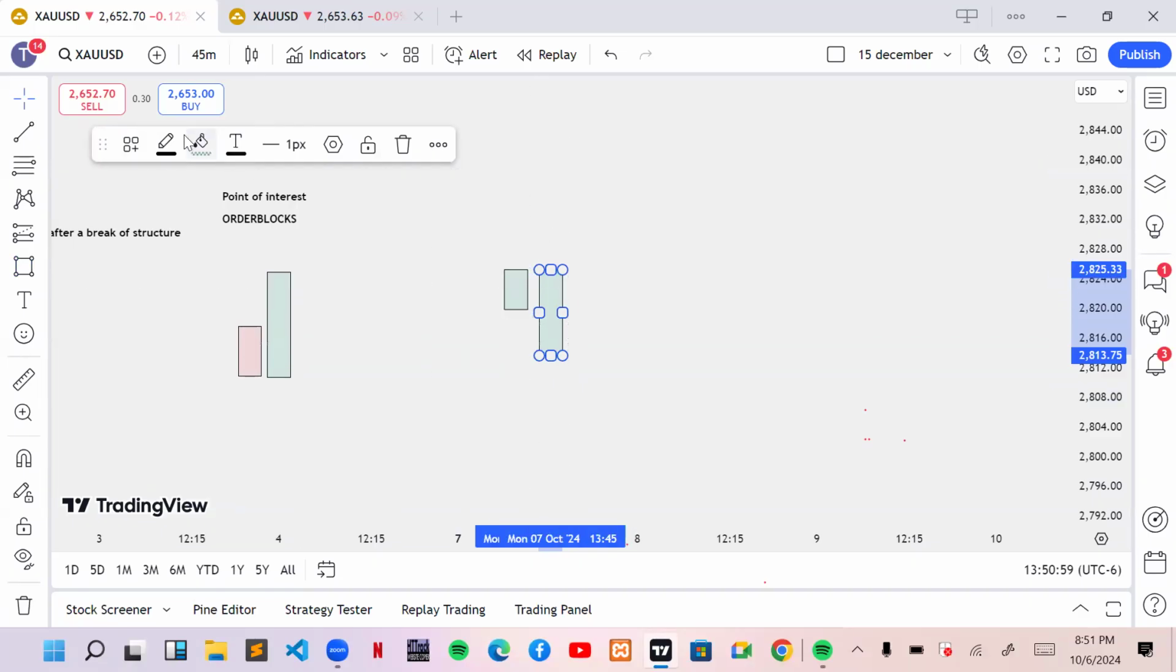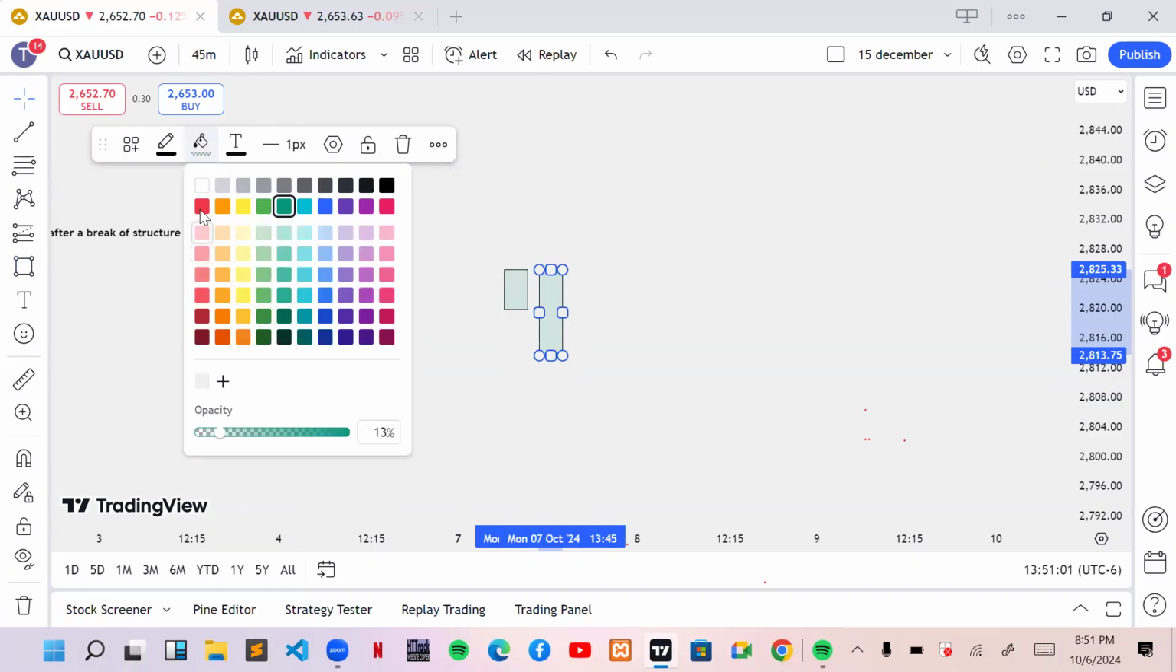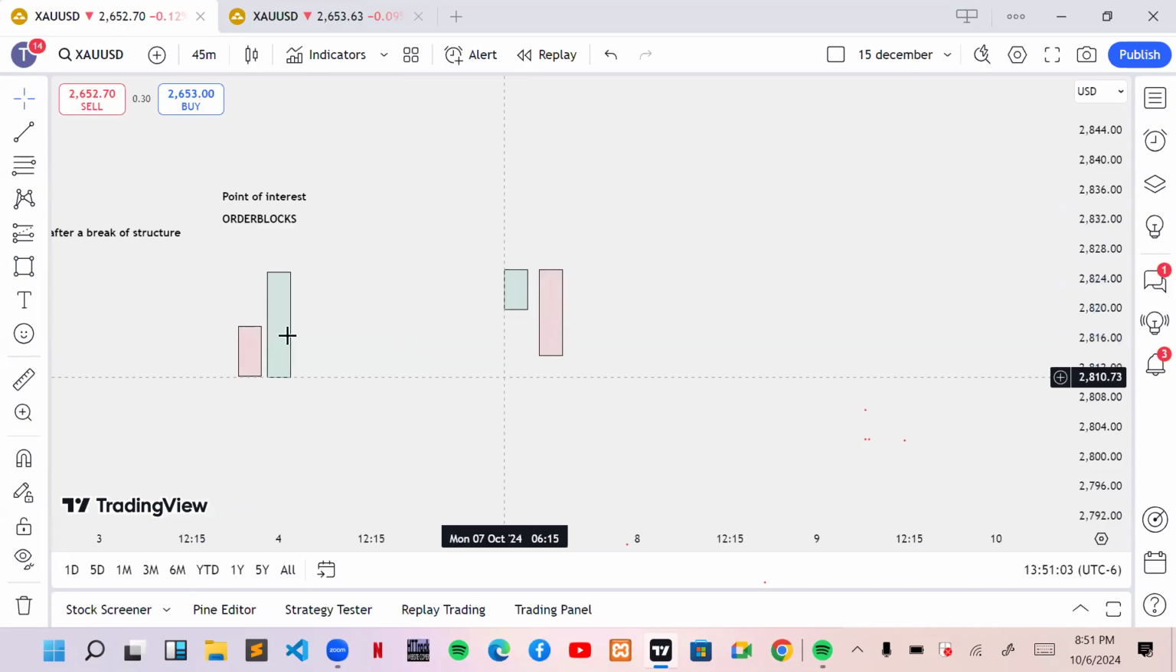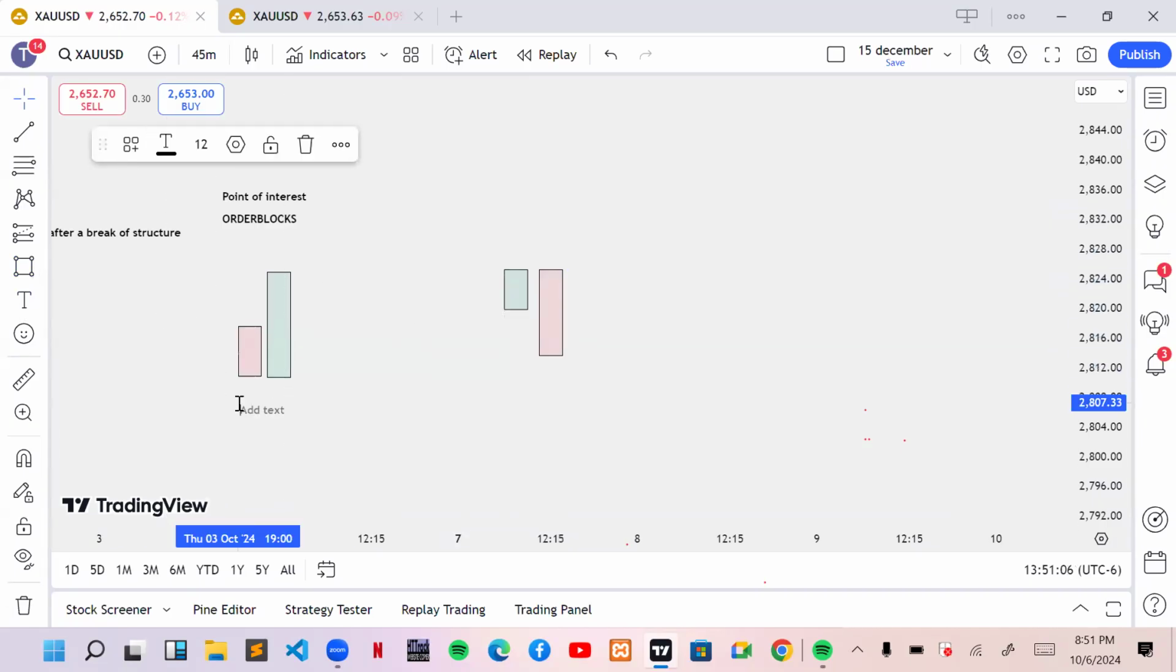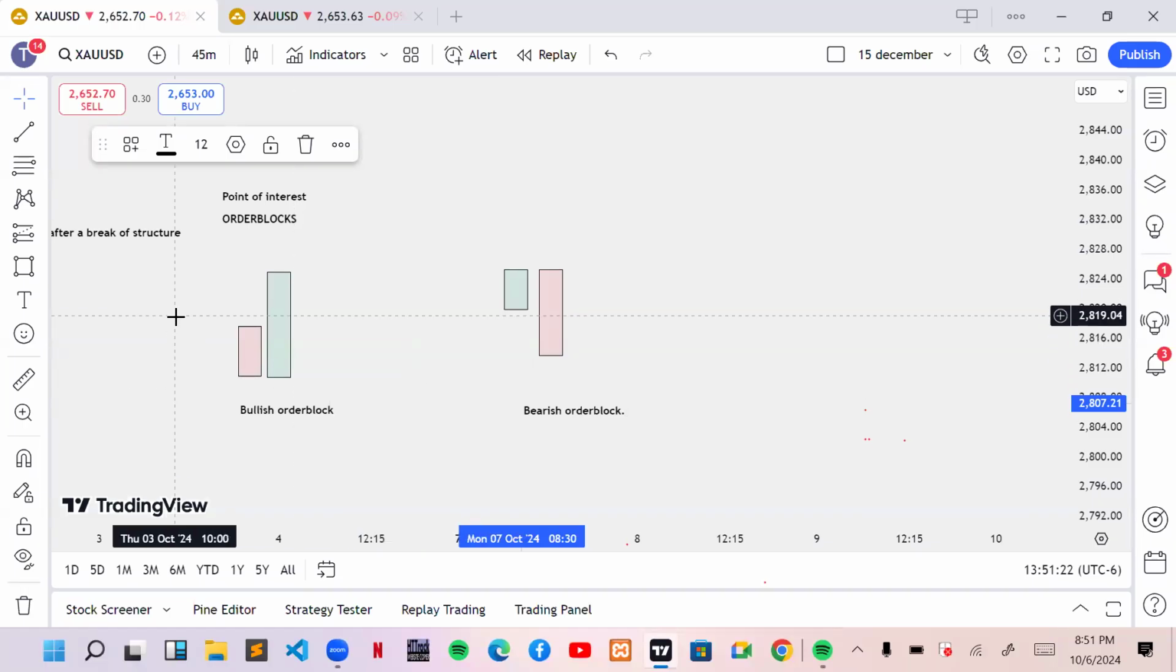So this would look something like this. This is a bullish order block right here, and this is a bearish order block right here. Use this bullish order block when you're looking for buys. You use this bearish order block when you're looking for sells.